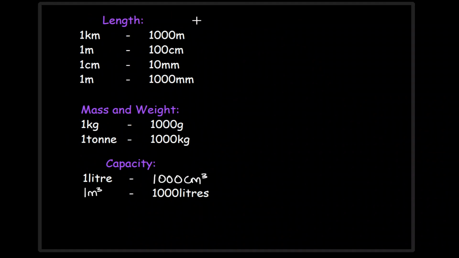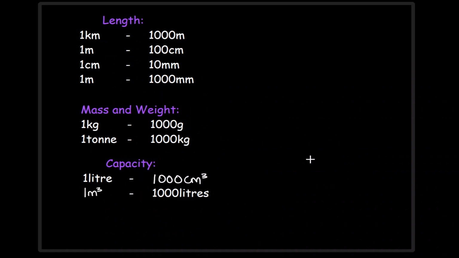And then we go to length. Under length, we have 1 kilometer equals 1,000 meters, 1 meter equals 100 centimeters, 1 centimeter equals 10 millimeters, 1 meter equals 1,000 millimeters. Now, there are other relationships in these quantities, but we are looking at the common ones. Mass and weight: 1 kilogram equals 1,000 grams, and 1 ton equals 1,000 kilograms.